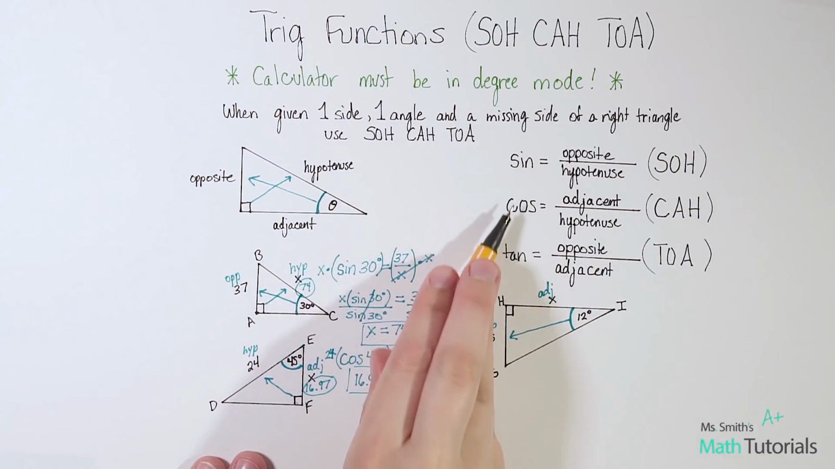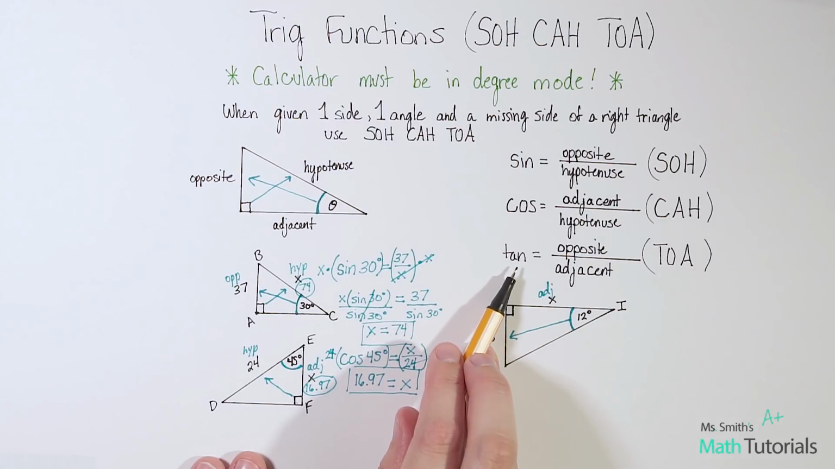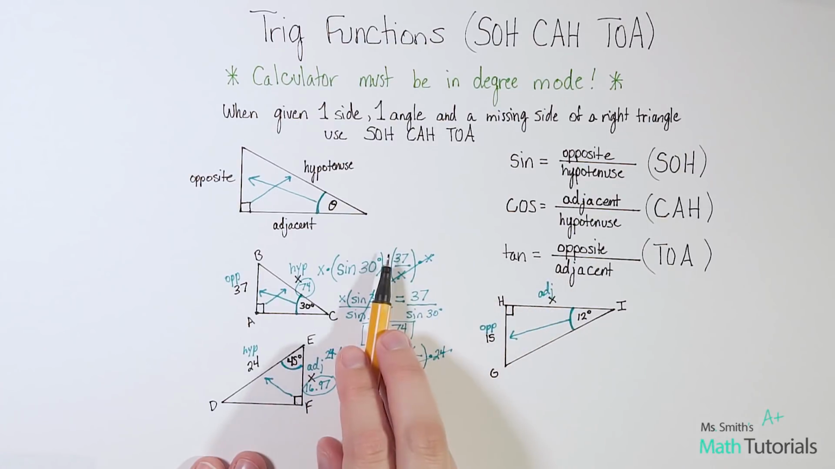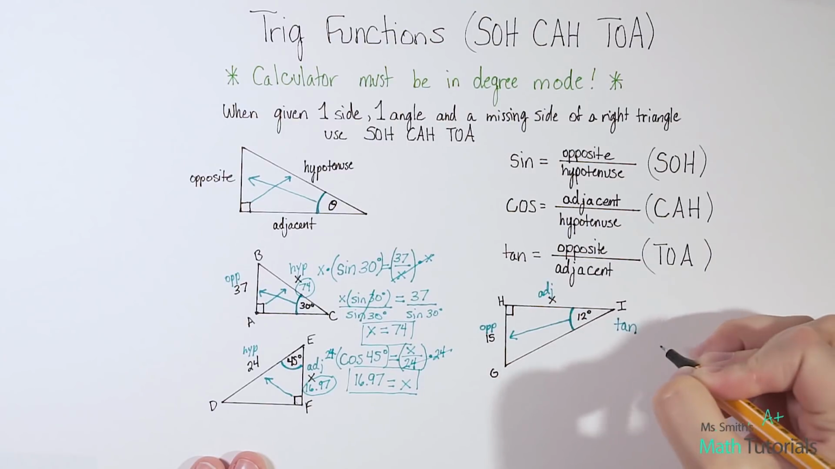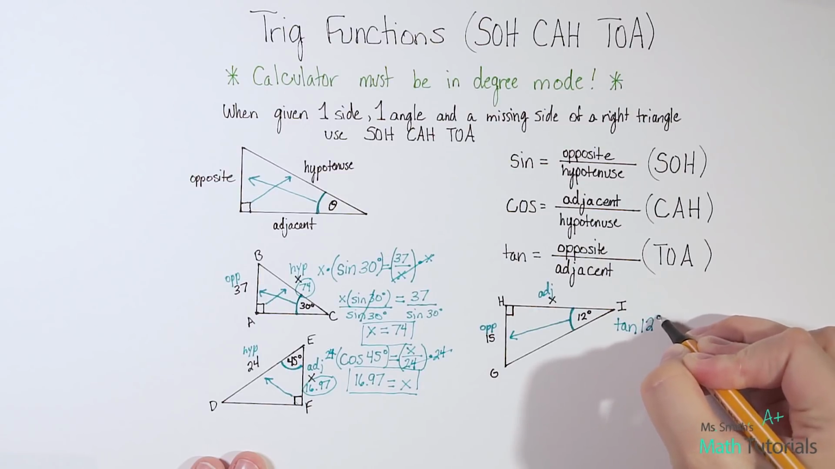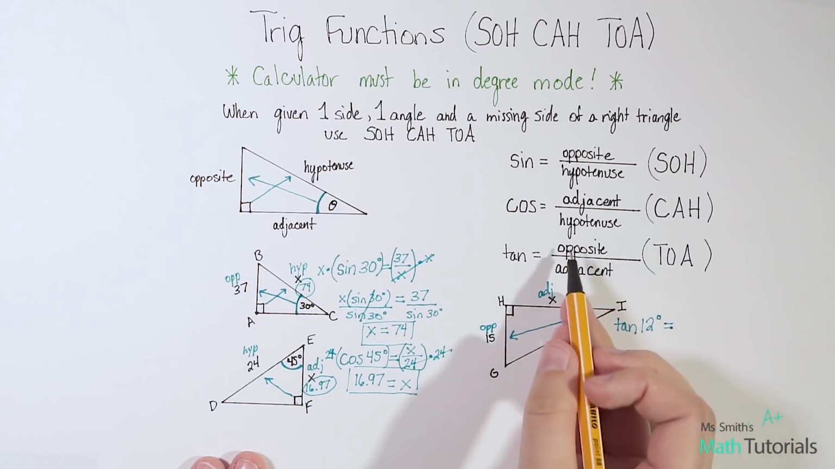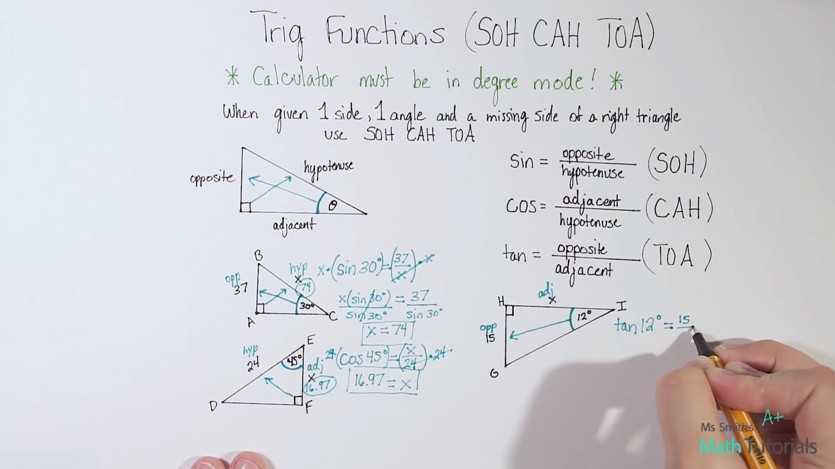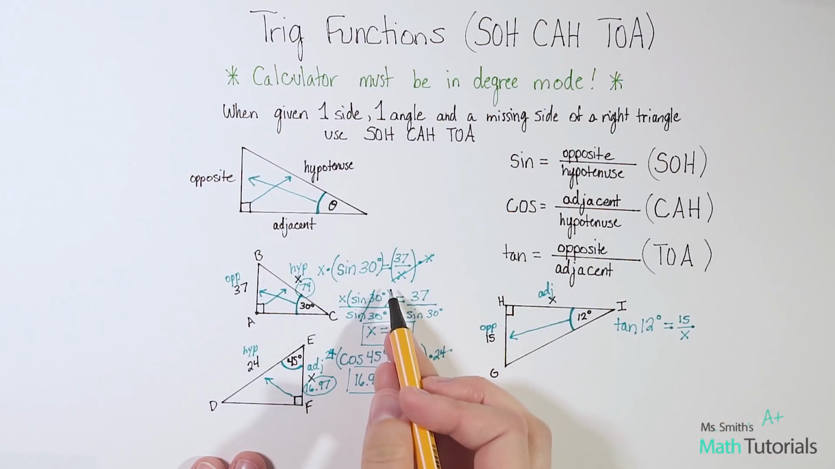So which one of my trig functions uses opposite and adjacent? And hopefully you're seeing the one we haven't used yet, right? Tan. Okay, tan is opposite over adjacent. So let's set this up the same way we did those. Tan of what degree? 12 degrees. These you just have to practice setting them up in this format. Equals opposite 15 over adjacent x. So this one's going to be very similar to the first one.